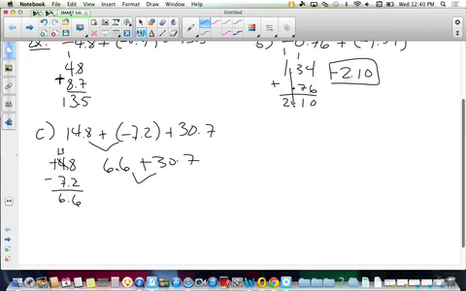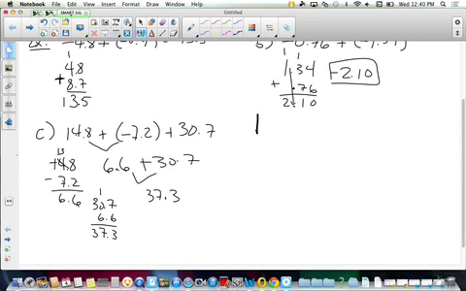Okay? We want to combine those two together. Line them up. 30.7, 6.6. Line up your decimal points again. 7 and 6 is 13. 6 and 1 is 7. That'd be 37.3. Positive since both are positive. Okay? All right.